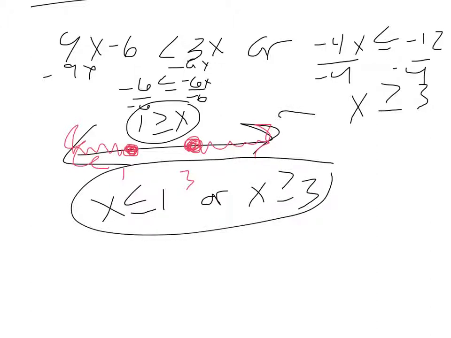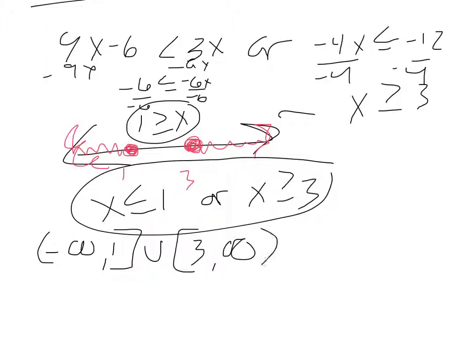This is the graph. That's the set notation. The interval would be negative infinity to 1, including that, union 3 to infinity. So any of these are acceptable solutions on the examination.